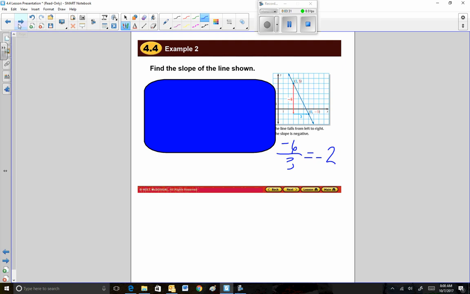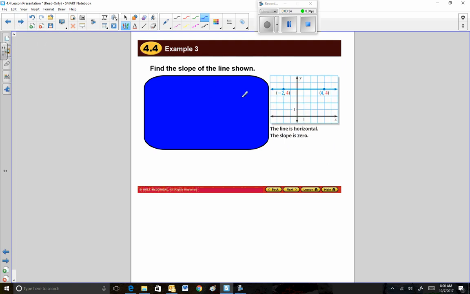All right, next picture. And this one has a slope. Take a look at the slope. It's not going up or down, so that has a slope of 0. Slope is 0 for a horizontal line.